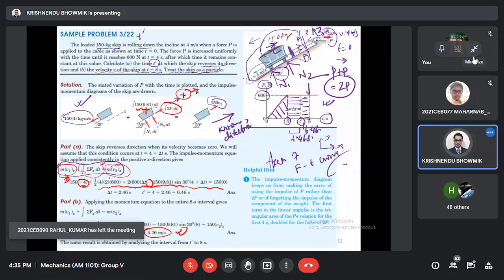But this is the thing: based on the time involved, whether it is 6.46 seconds or t equal to 8 seconds, it is giving the complete picture whether the skip is moving downwards or upwards. That's why people say this approach is very easy. You don't need to go into details. If you know only the initial and final configurations, and the variation of the force, then easily you can calculate the change in momentum, or even whatever the unknown is. Here the unknown is velocity.